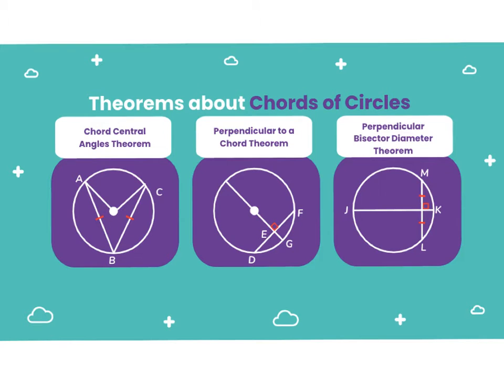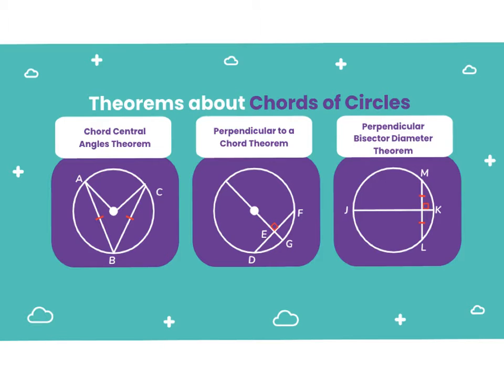Theorems about chords of circles. The first theorem we have here is the chord central angles theorem. And this theorem tells us that in the same circle, or in congruent circles, two minor arcs are congruent if and only if their corresponding chords are congruent.